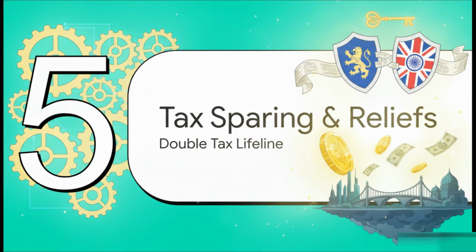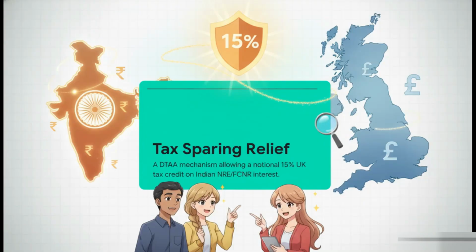Part 5. Tax Sparing and Reliefs. This is your lifeline for double taxation. Okay, take a breath. I know this all sounds completely daunting, but there is some good news. The India-UK tax treaty and foreign tax credits can actually help prevent double taxation. Specifically, there's this amazing thing called tax-sparing relief.